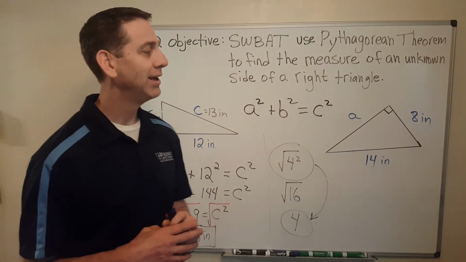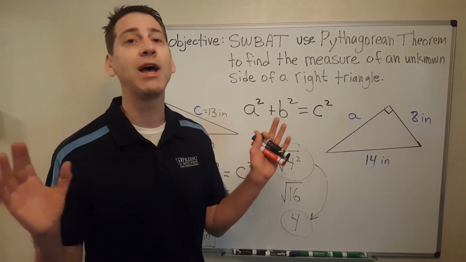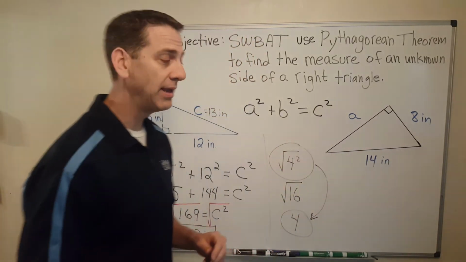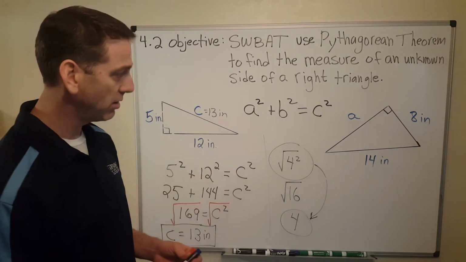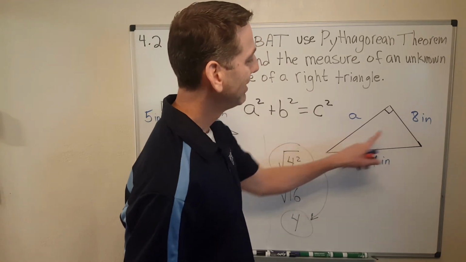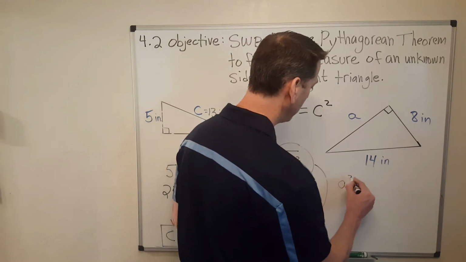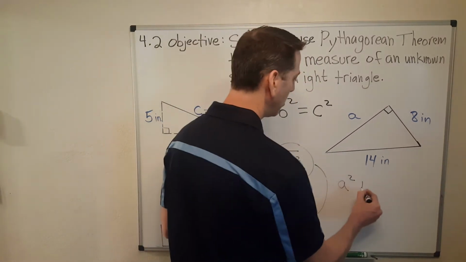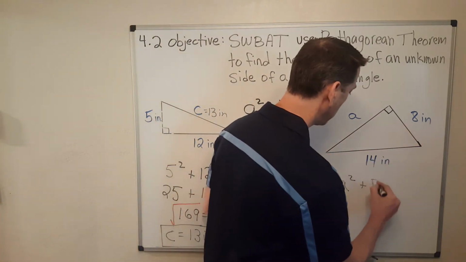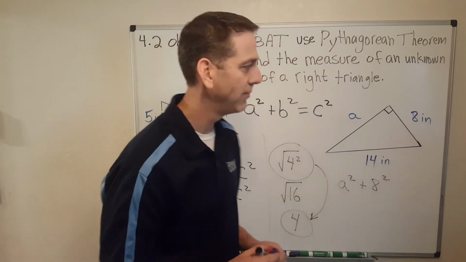Well, remember, as long as I have two sides, I can find the third side, whichever side that is. Okay? So let's go ahead and apply the same procedure as I did over here. Okay, so my hypotenuse is 14. And here's A. So A squared, I don't know what A is, so I'm going to just go ahead and leave it as an unknown. A squared plus B squared. B squared is 8 squared. And again, I could have gone 8 squared plus B squared. It doesn't matter. The two legs are interchangeable.